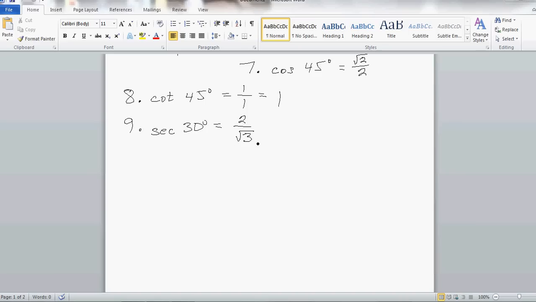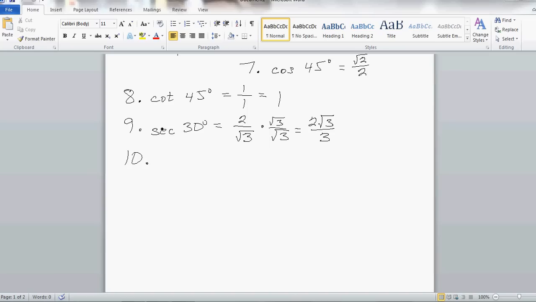Now this is not good because we have this radical in the denominator. So we rationalize the denominator by multiplying both the numerator and denominator by the square root of 3, and we get 2 square root of 3 over 3.